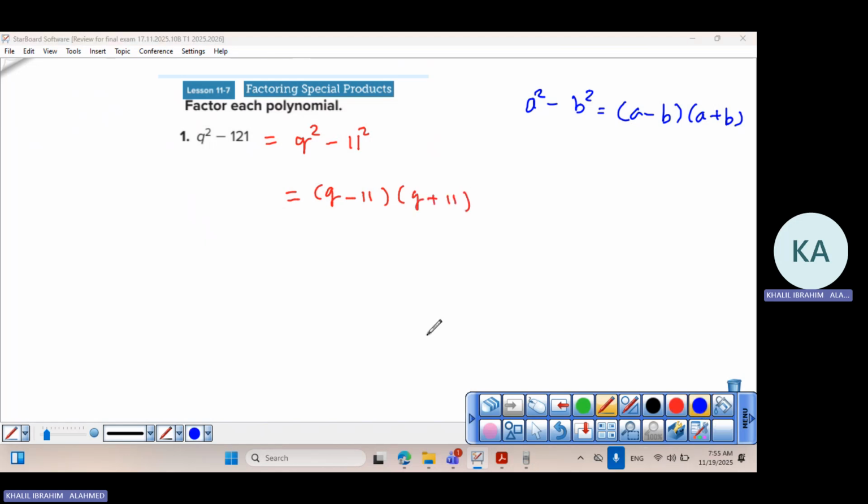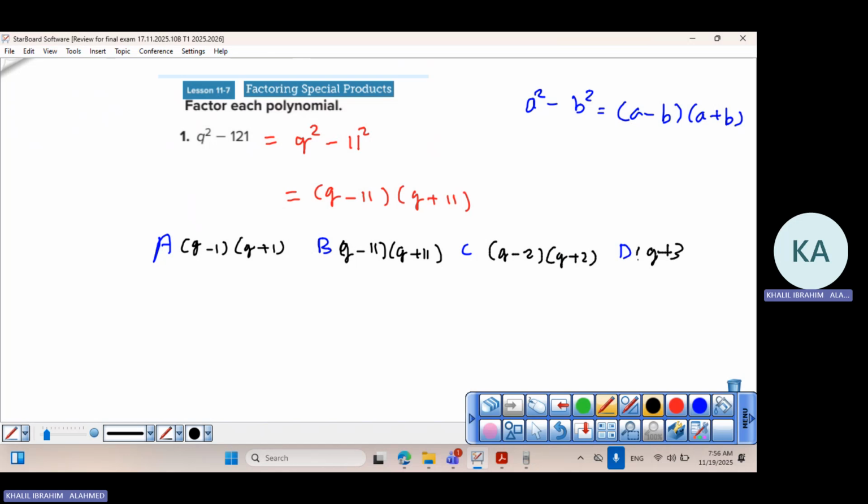The question comes in the final exam as a multiple choice. A, B, C, D, like this. Q minus 1, Q plus 1. Or Q minus 11 times Q plus 11. Here, Q minus 2 times Q plus 2. Here, Q plus 3.